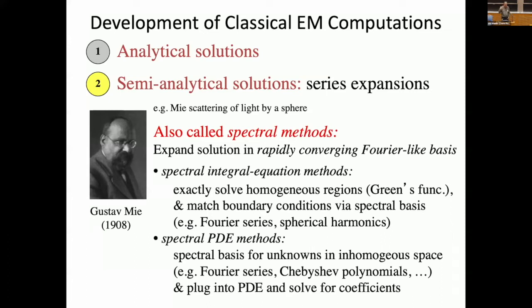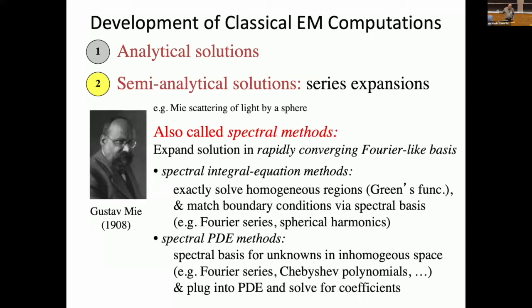And so the advantage of these things is you can get things that converge extremely rapidly, can converge exponentially fast. So even in the days before computers, you could actually apply these and sum up laboriously just a few terms, and you can get a pretty good approximation for the solution. And so nowadays, I would think of these as spectral integral equation methods. Essentially, you're exactly solving the solutions in the homogeneous regions, inside and outside the sphere, where there are vector spherical waves, and then you just match boundary conditions at the boundary. And on the boundaries, you're expanding in some kind of spectral basis, like a Fourier series or spherical harmonics.